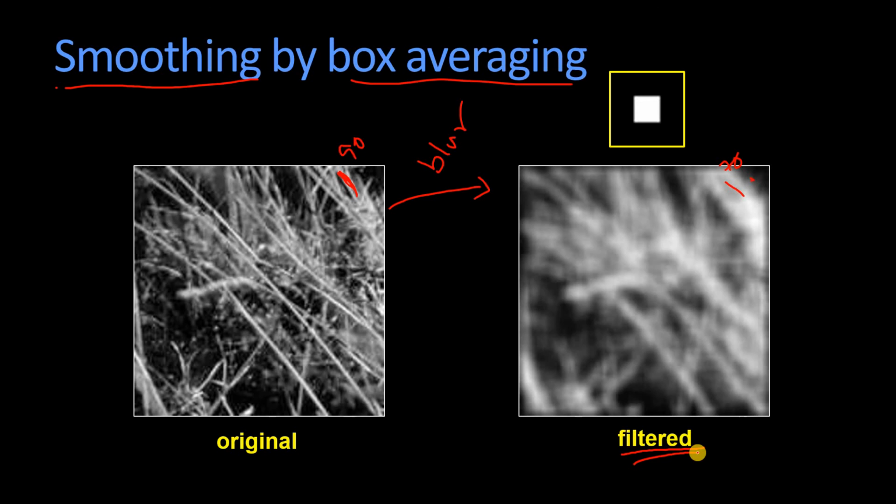So an exam question can be about box averaging or box filtering. It will remove the noise. What is the side effect? It will blur the image. It will smooth the image and blur it. A blurred image is also smooth, remember.